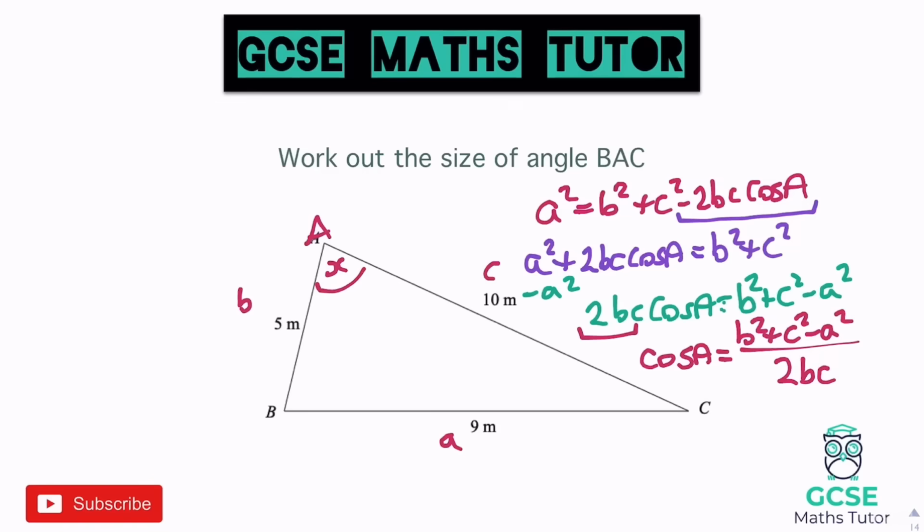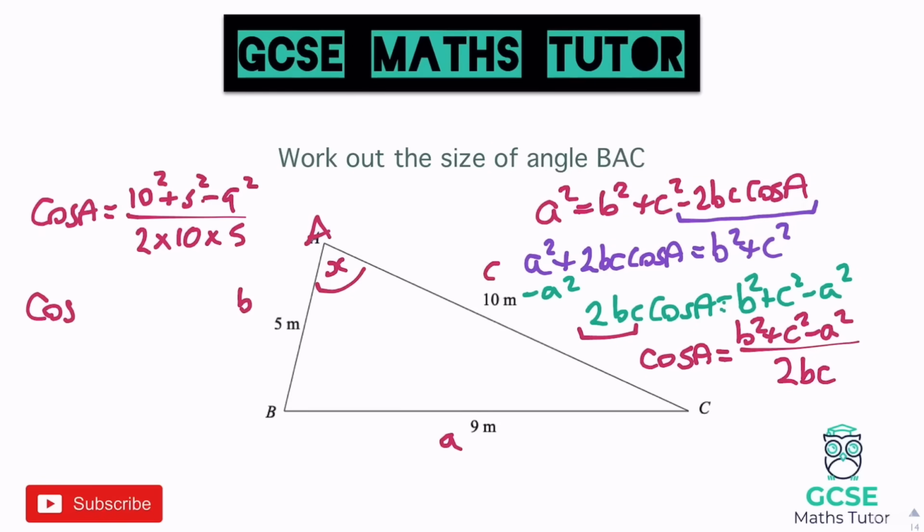So plugging in all these numbers into my formula, we'll get cos A equals b squared plus c squared, so 10 squared plus 5 squared, minus a squared, so minus 9 squared, all over 2 times b times c, so 2 times 10 times 5. Nice and easy typing that into the calculator. So fraction button, 10 squared plus 5 squared minus 9 squared, all over 2 times 10 times 5. And that equals, let's have a look, so cos A equals 0.44.